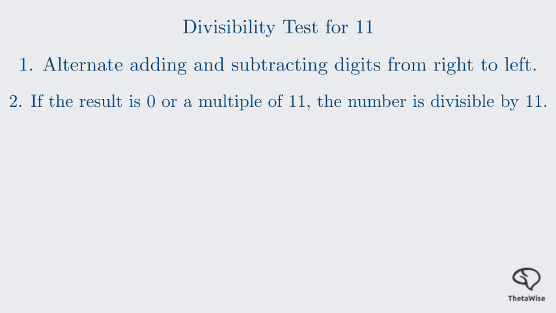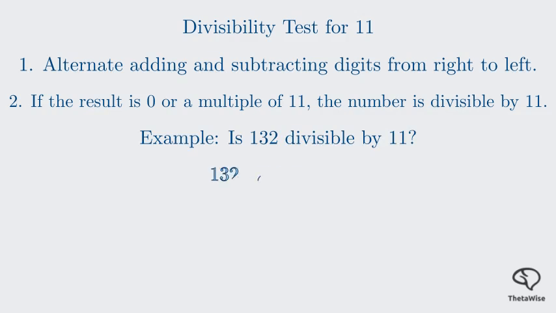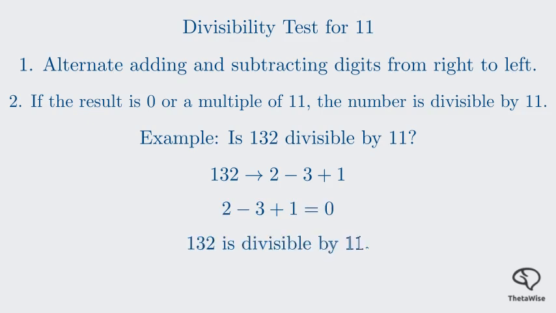Let's try an example. Is 132 divisible by 11? Starting from the right, we have 2. We subtract the next digit, 3. Then we add the next digit, 1. So we calculate 2 minus 3 plus 1. 2 minus 3 is -1. -1 plus 1 is 0. Since the result is 0, 132 is divisible by 11.